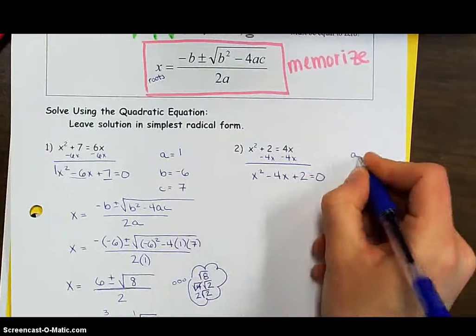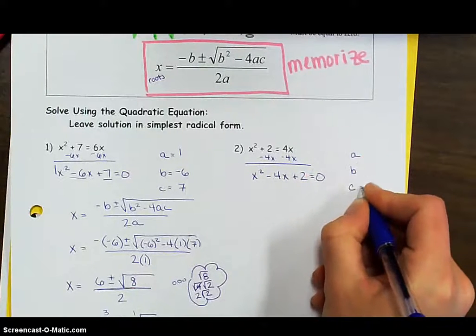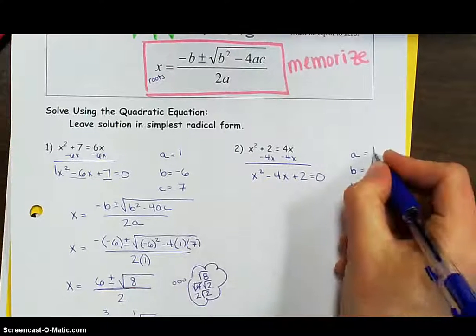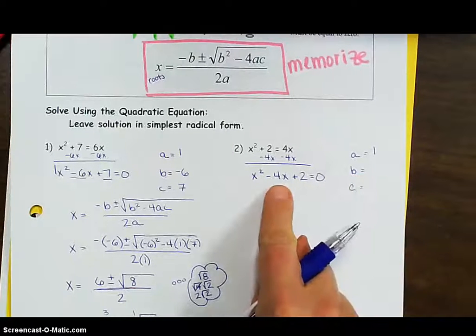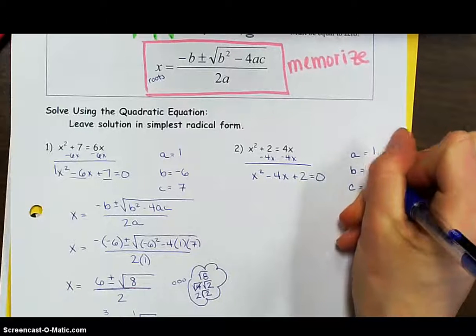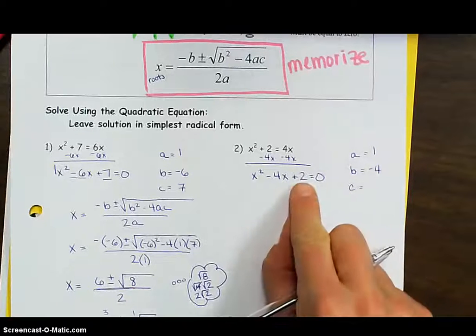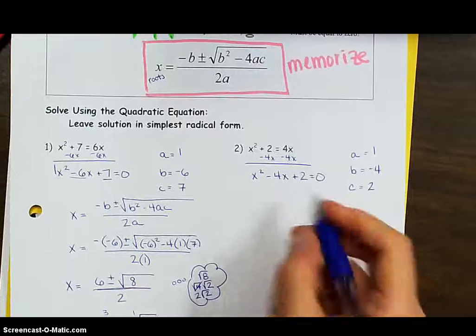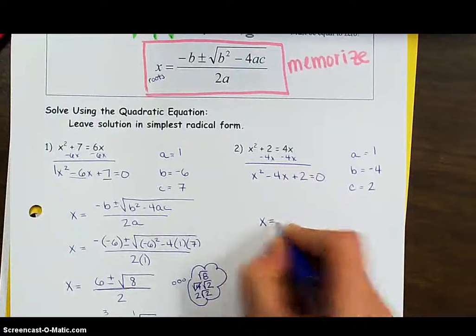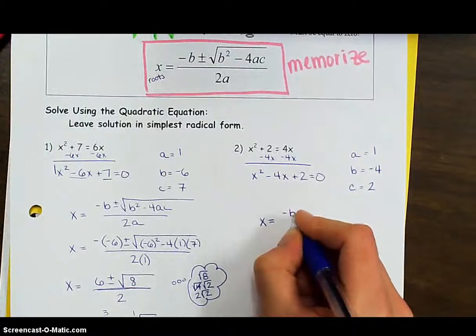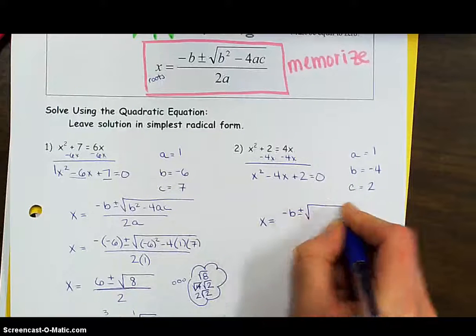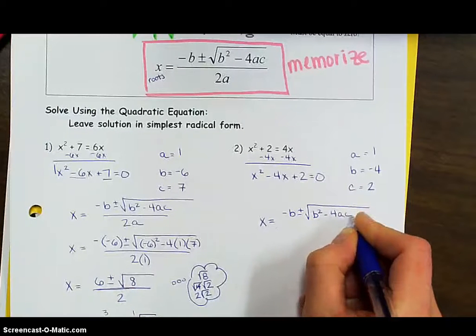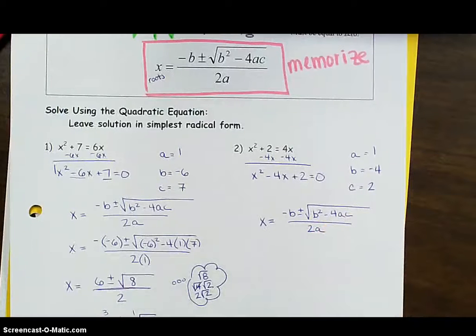Now I'm going to go over to the side and write down my a, b, and c values. My a is the number in front of the x squared, which is 1. My b is the number in front of the x, which here is negative 4. My c is the constant, which is 2. Now I'm going to write down the quadratic formula: x equals negative b plus or minus the square root of b squared minus 4ac, all over 2a.